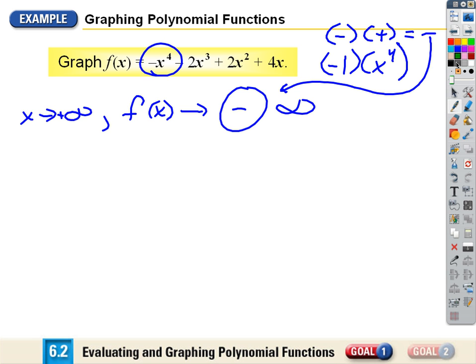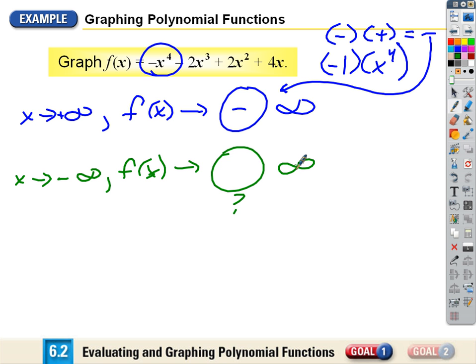As x approaches negative infinity, what's going to happen? Well, if we approach negative infinity, we're going to get negative 1, which is negative. A negative number to an even power is positive. So I end up with negative infinity, negative times positive. Okay? That make sense?